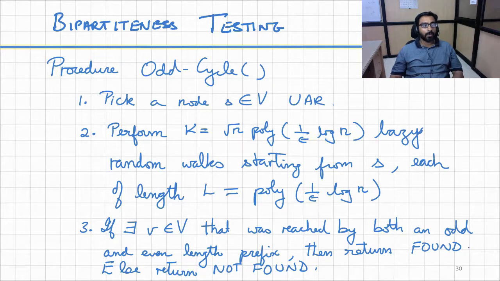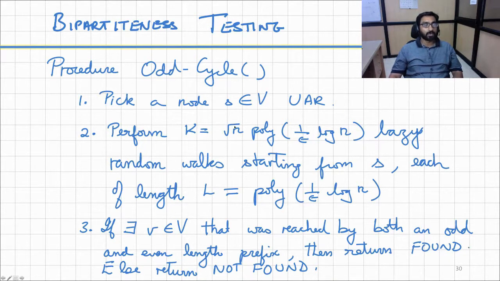And now we perform some number of lazy random walks. In particular, we will be performing square root of n times a polynomial in 1 over epsilon and log n number of random walks starting from S. And each of these random walks will be of length L, and that L is going to be a polynomial in 1 over epsilon times log n. And recall that this is going to be a sufficient amount of time for the random walk to mix.